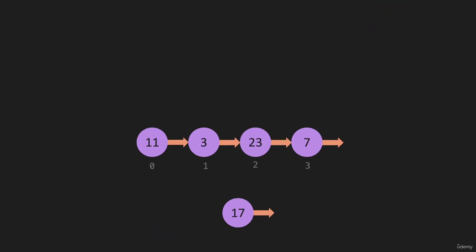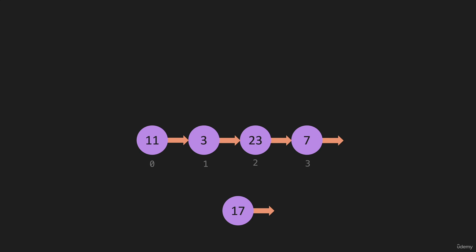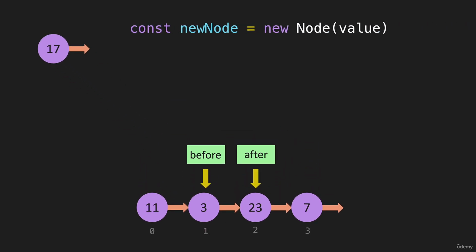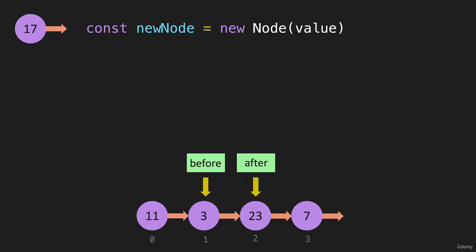Let's bring back up our linked list here. Let's say we want to insert this somewhere in the middle. We're going to insert this at the index of 2, like that. In order to do that, we're going to have a couple of variables. We will call these before and after. So let's go ahead and write the code for creating this new node and these two variables. So there's our code for the new node.